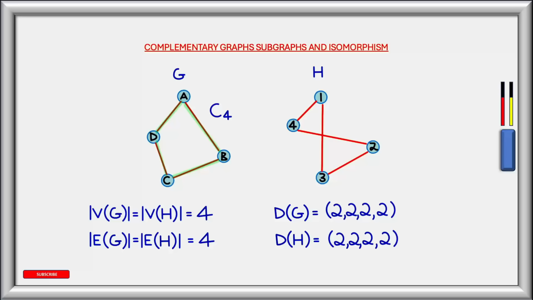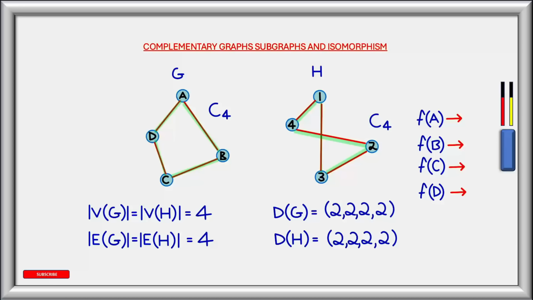So let's see if that cycle is repeated in graph H. So in graph H, we can start at vertex 1 and go to 3, from 3 to 2, from 2 to 4, and from 4 back to 1. So again, we have a C4 cycle in graph H. And again, I can't see any further cycles in graph H.